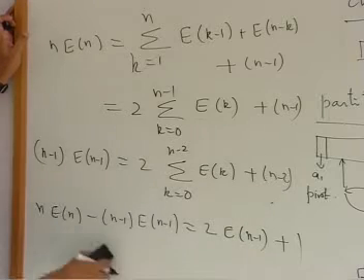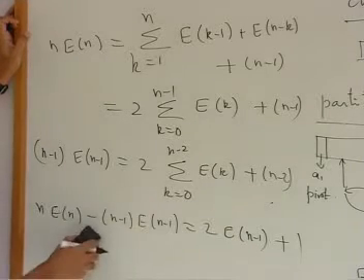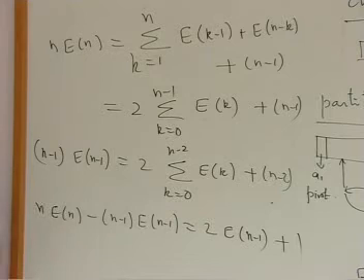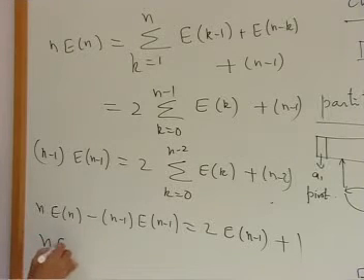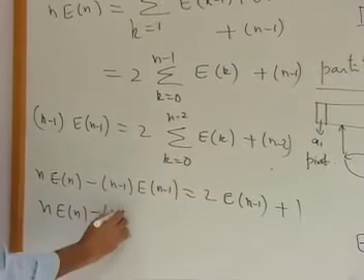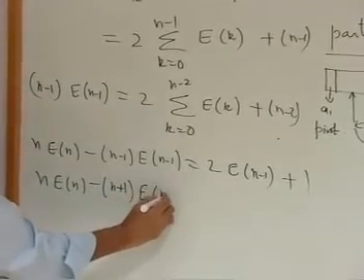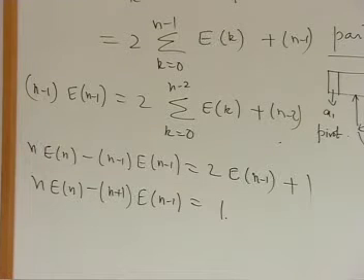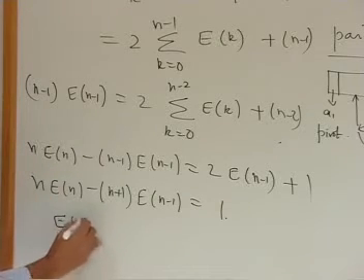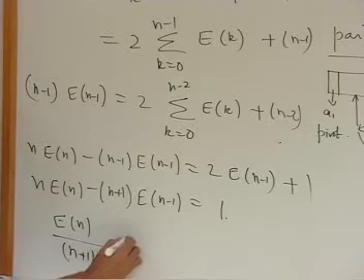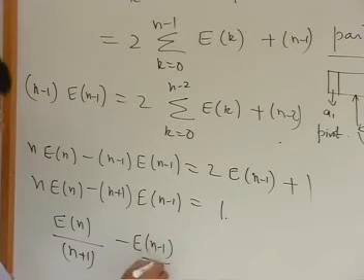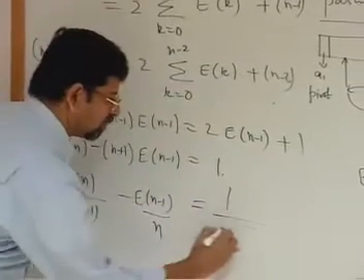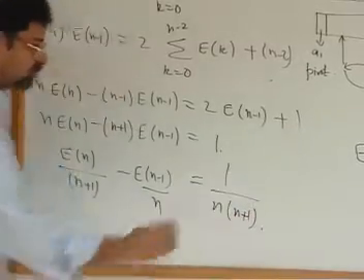So, you bring this 2 here, and that is minus 2. When you observe, it becomes plus 2. Therefore, this becomes n into E_n minus n plus 1 into E_{n-1} equal to 1. Divide this by n into n plus 1, and you get E_n by n plus 1 minus E_{n-1} by n equal to 1 by n into n plus 1.